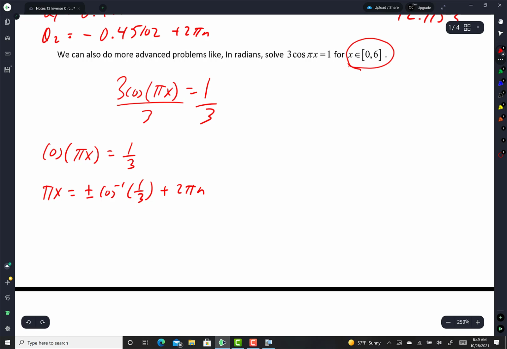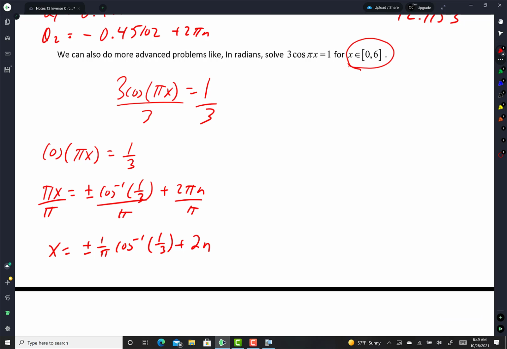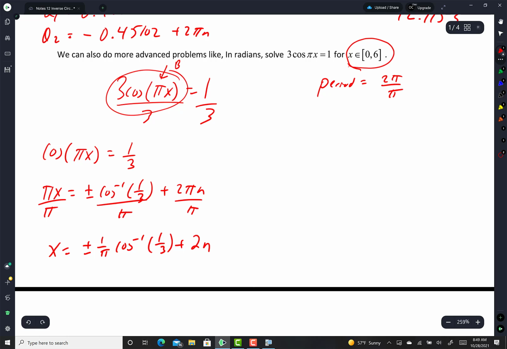And next you're going to divide by pi. Plus minus. I like to write it as 1 over pi because it looks cleaner, but you don't have to. That 2n there, hopefully you're not shocked. That's because your b is pi. So the left hand side, 3 cosine pi x, repeats every 2 radians. If you want to know your period, period is equal to 2 pi divided by pi, which is 2. So you shouldn't be shocked of why it's 2n.